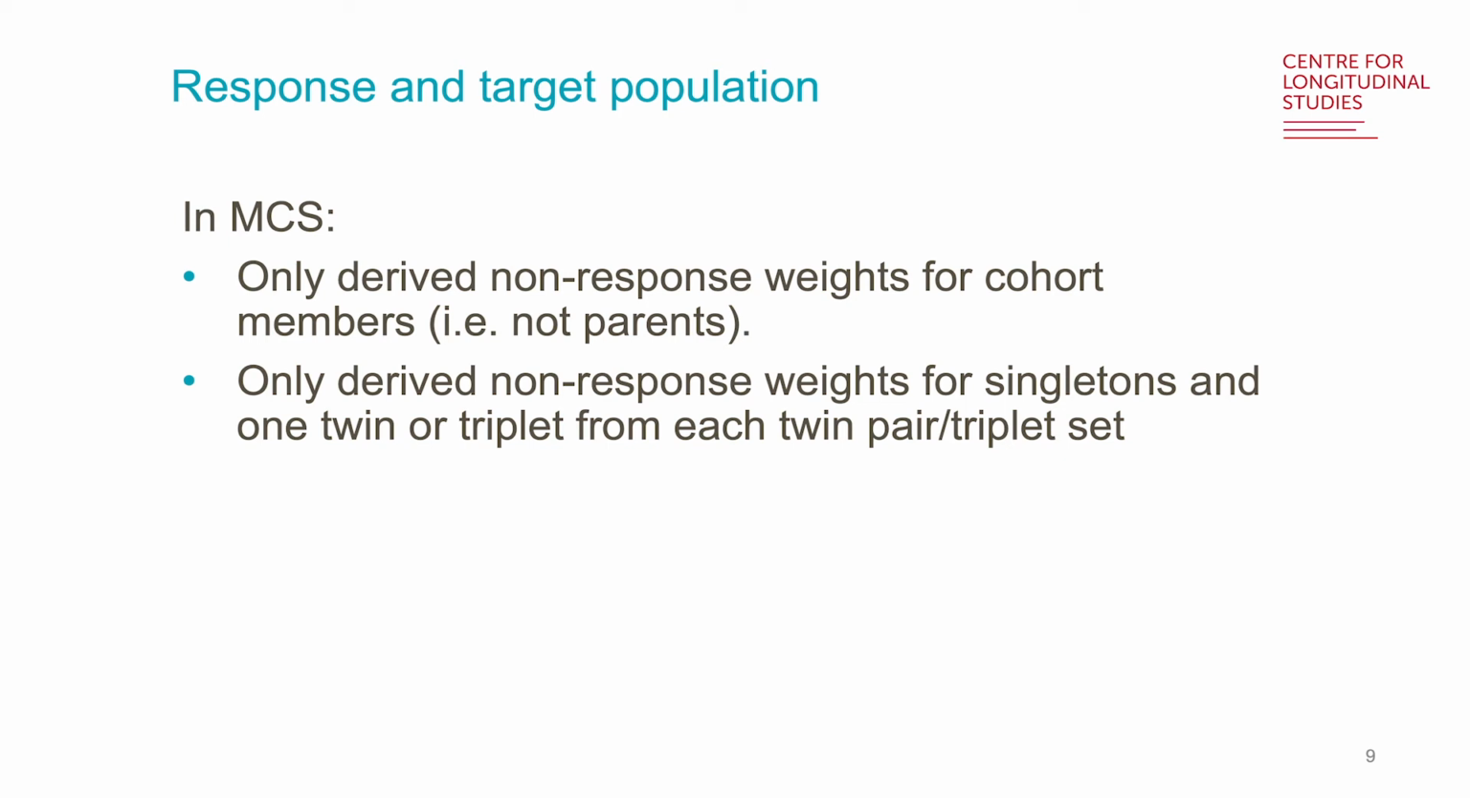And just an additional note on MCS, that we're only deriving non-response weights in cohort members, so not for their parents. And in MCS, the majority of cohort members are singletons, but there are also some twin pairs and triplet sets. And in these cases, we're only deriving weights for one of the twins and one of the triplets from each pair or set.